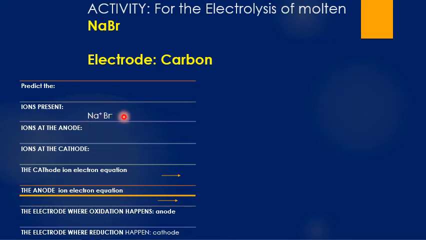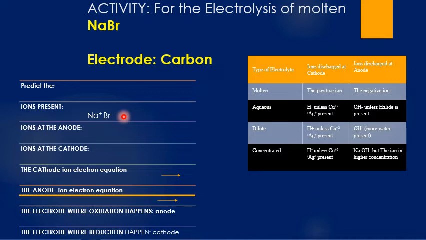Now, which ions are discharged at the anode? We use our chart, and our chart here is going to tell us what ions are going to be discharged. At the anode we have the negative ion, and at the cathode we have the positive ion. So at the anode we have the negative ion, which is bromine, because the negative charge of that ion is going to be attracted to the anode. And sodium positive ions are going to be attracted to the cathode.